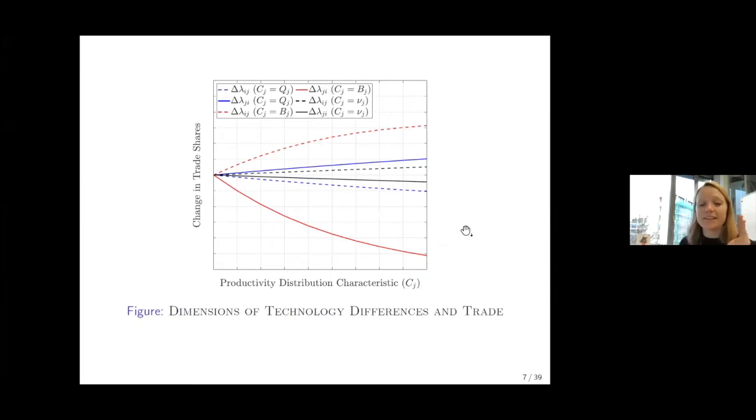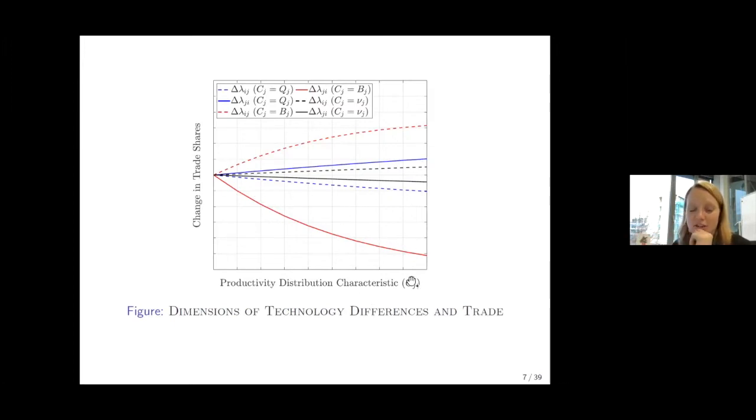So meaning that we do here an experiment where, as we go from the origin to the right, we change the location of the importing country, the J country, more and more. So we move it to the right, so it becomes more and more productive, the whole distribution moving to the right. Well, what happens? Clearly, it will export more to I, while I will trade or export less to J. So this is a very straightforward case.